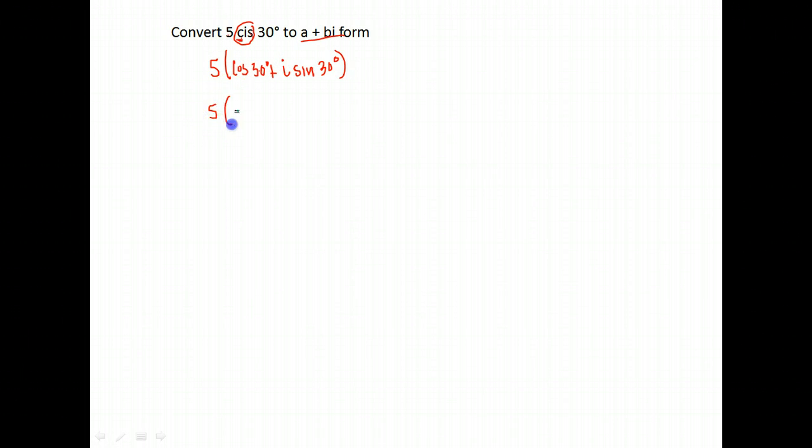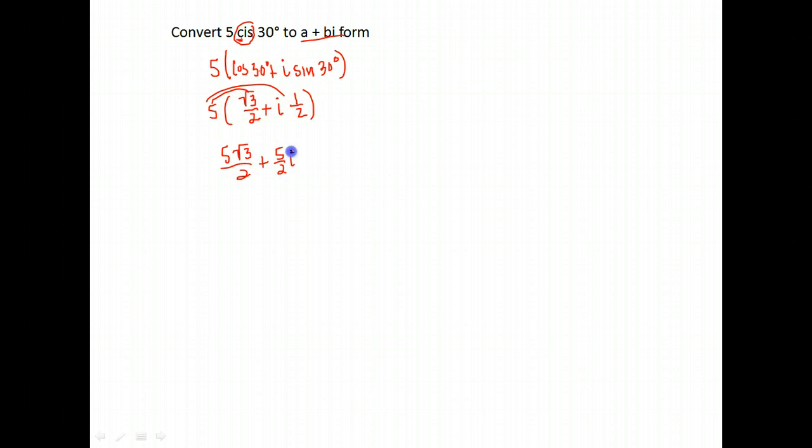So we have 5 times the cosine of 30, we know, is the square root of 3 over 2, plus I, the sine of 30, we know, is 1/2. Okay, and that's in degrees. We want to go ahead and distribute the 5. 5 times root 3 over 2 is 5 root 3 over 2. And 5 times 1/2 is 5/2.